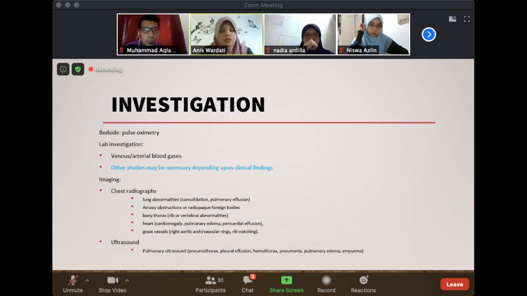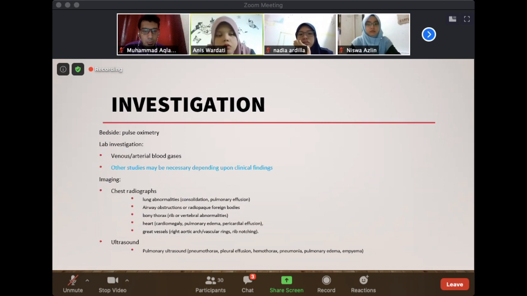So for the imaging, you can do a chest X-ray, and from the chest X-ray you can look for any lung abnormalities, such as consolidation, or we can also look for any airway obstruction.